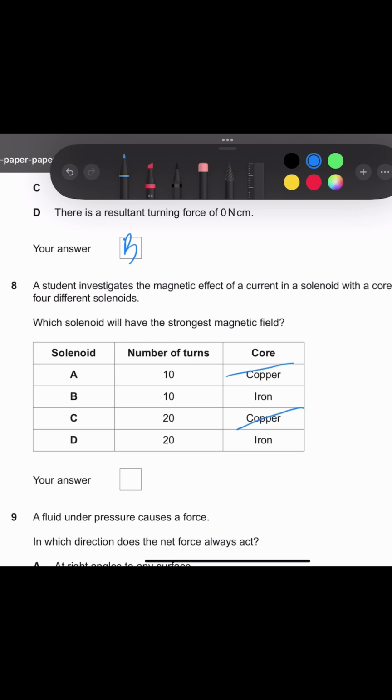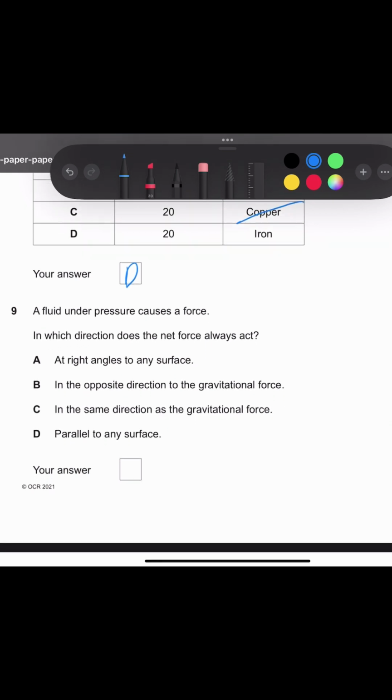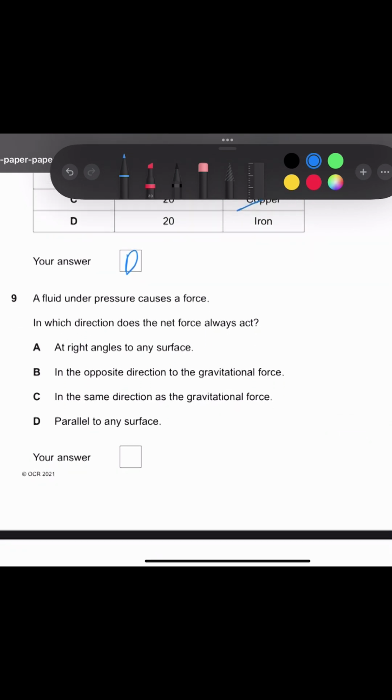Okay, so for number 8, a student investigates the magnetic field of the current in a solenoid with a coil. The student makes 4 different solenoids. Which solenoid will have the strongest magnetic field?